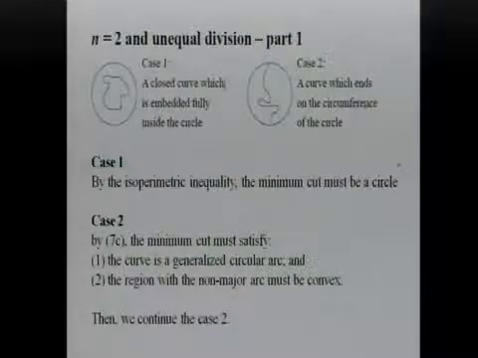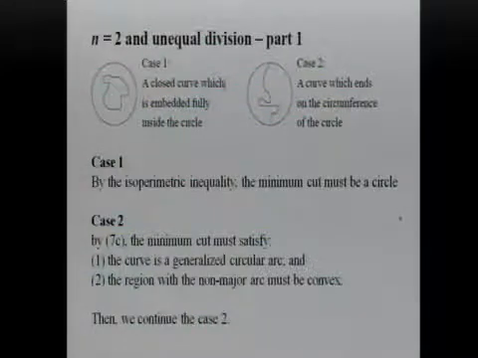First, we have proved radius method is the best solution of the problem dividing a unit circle into two equal parts. Now, I would like to discuss the problem of dividing a circle into two unequal parts. There are two possible cases to divide the circle. The first case is impossible due to the isoperimetric inequality. The minimum cut must be a circle. We will talk about why it is impossible later.